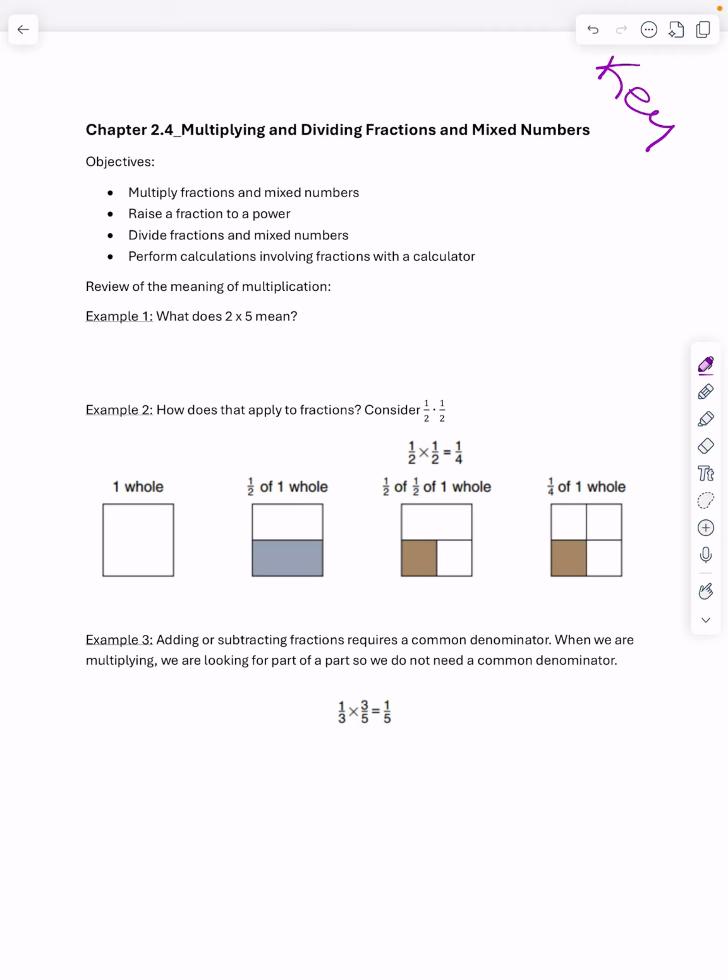Welcome to the 2.4 notes. This is multiplying and dividing fractions. I'll see if we can get this done in a couple.